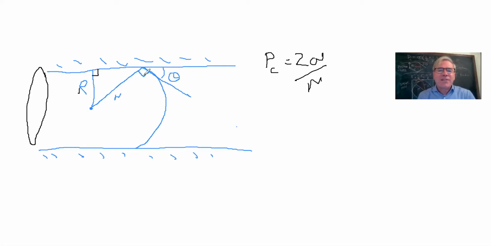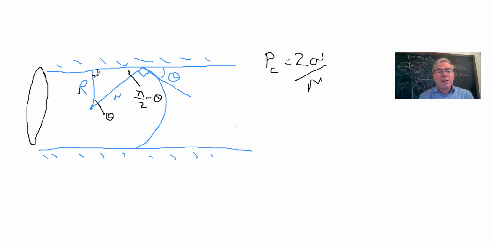This is theta. This is 90. So this angle here must be pi over 2, 90 degrees, minus theta. So they all add up to 180. So this angle here, if this all adds up to 180, this must be theta. Okay, so now we've got a right angle triangle.